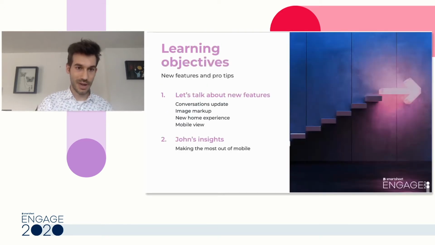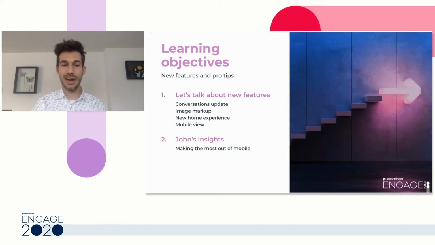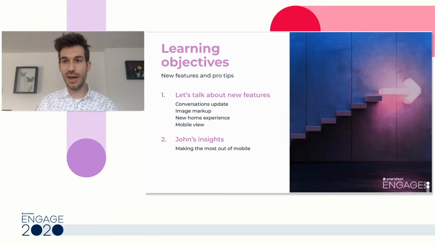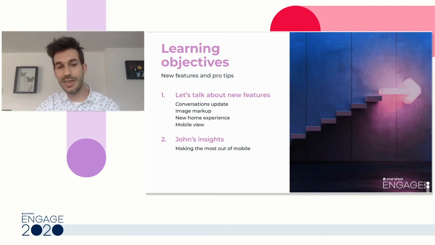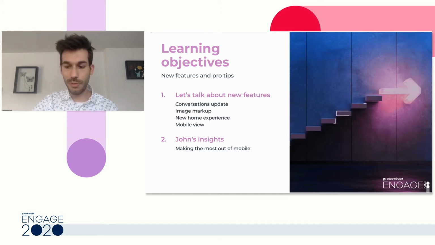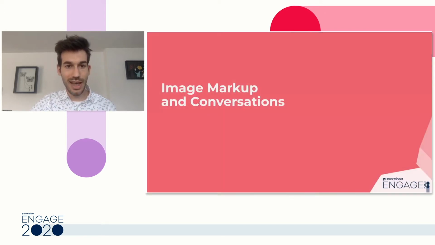This is what Smartsheet's been up to. We released an entirely new conversations update. We released image markup. Our new home and navigation experience came out for iOS, coming soon on Android, and our new view for Sheets that we're calling Mobile View, which is now out for iOS and coming soon on Android. And as I go through this, I'm going to give you some of my own insights into how I use mobile, because I myself am an avid user of the mobile app.